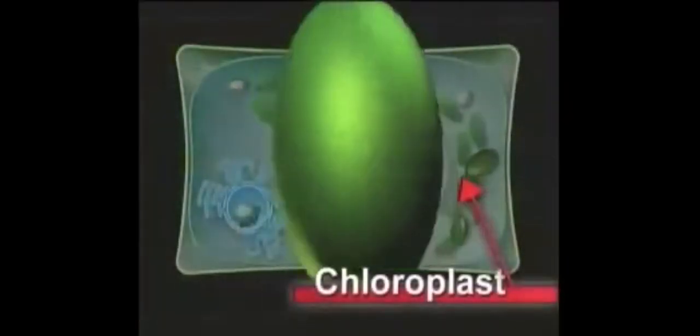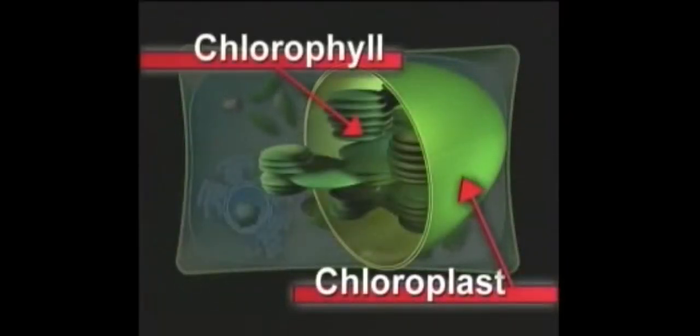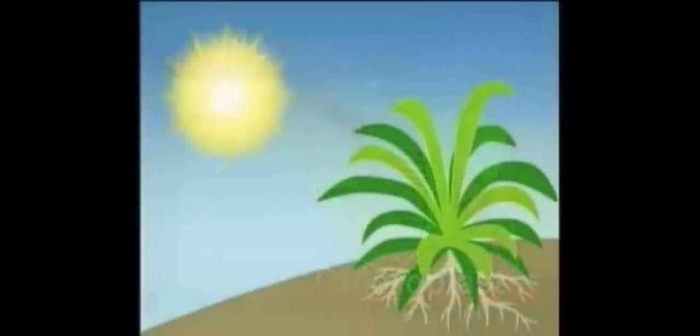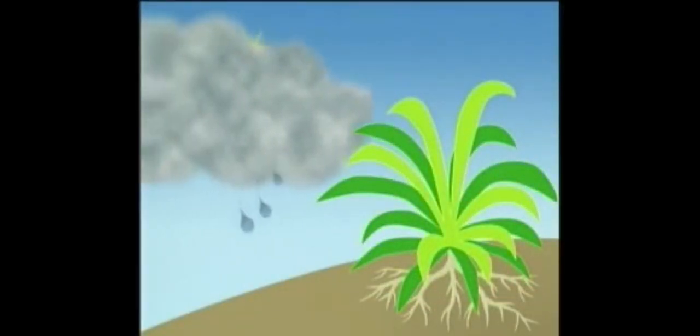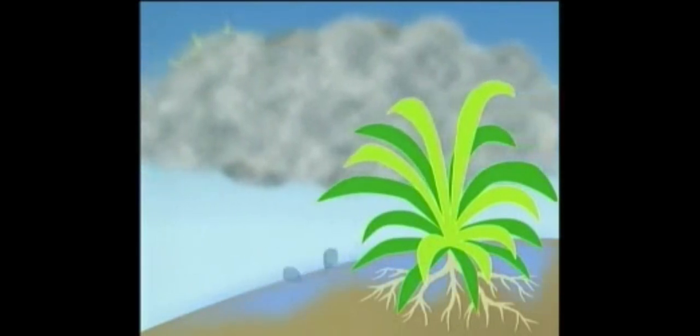Plant cells have chloroplasts, organelles that contain a green pigment called chlorophyll, which traps light energy from the sun and, combined with water and CO2, makes food for the plant through a process called photosynthesis.